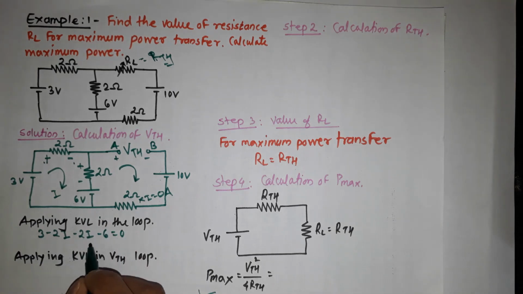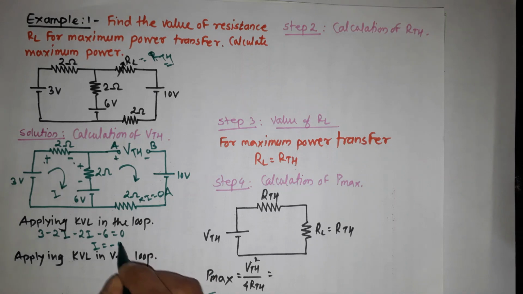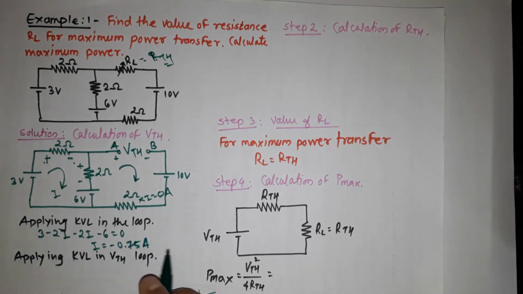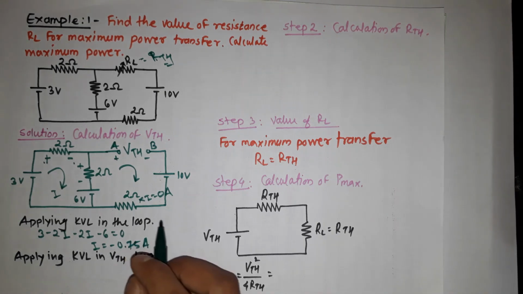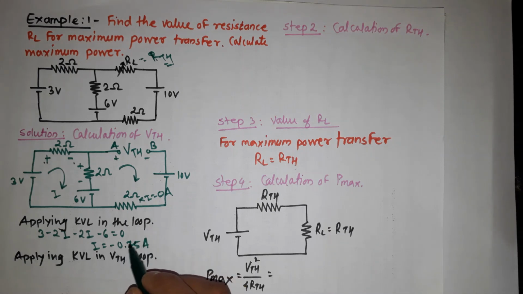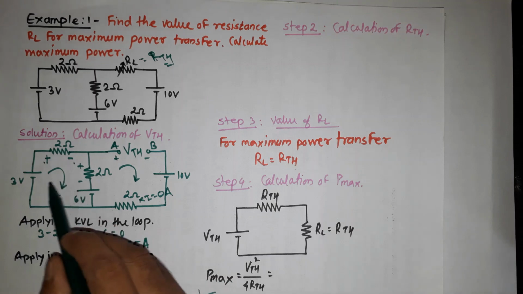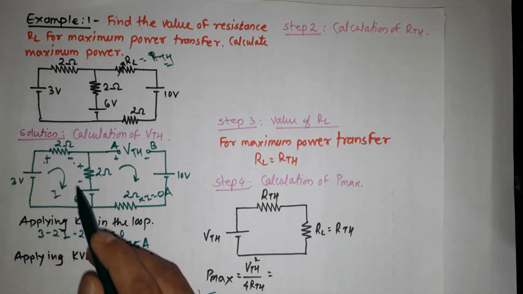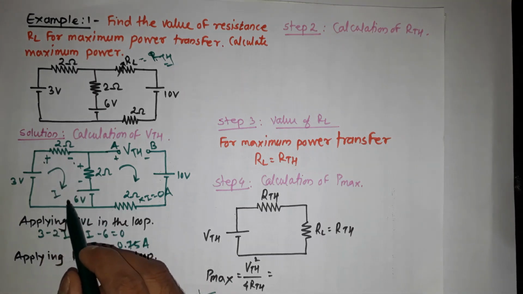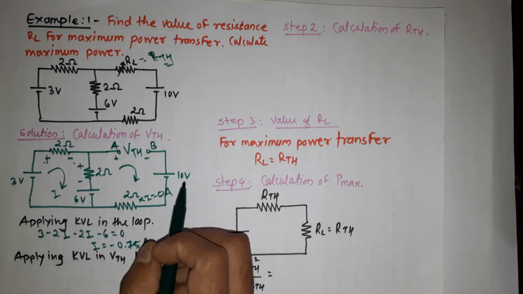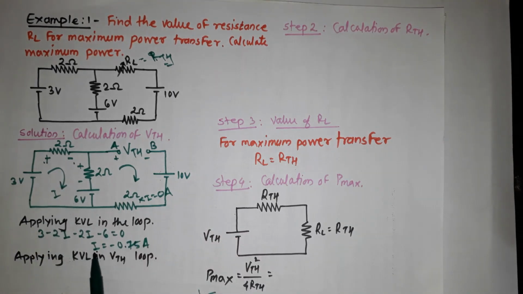By solving this, we are getting the current I equal to minus 0.75 ampere. See here, always remember that when the current comes negative, that means the considered direction of the current is opposite. We considered the clockwise direction, but the current comes negative, so the actual direction of the current is anti-clockwise. So here we got the value of I.